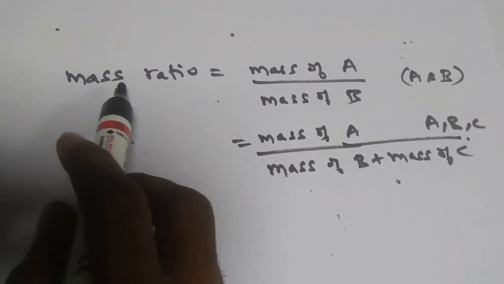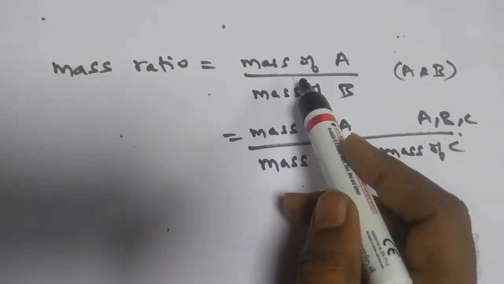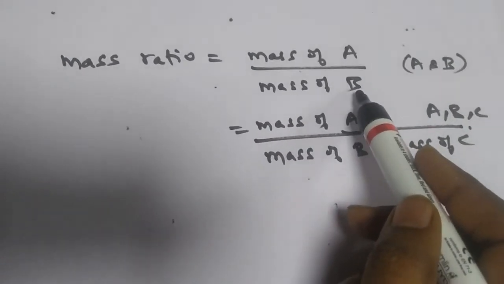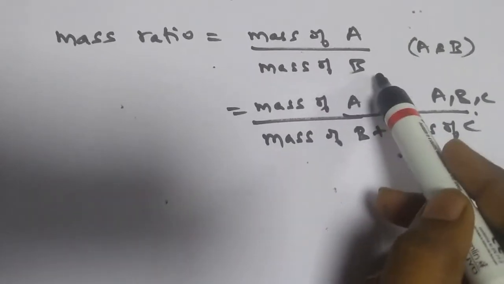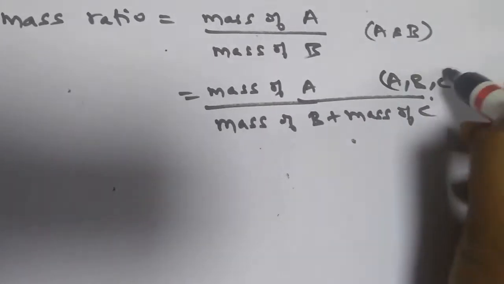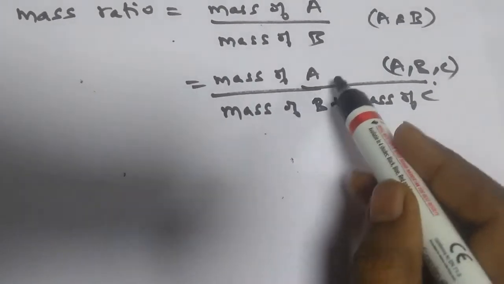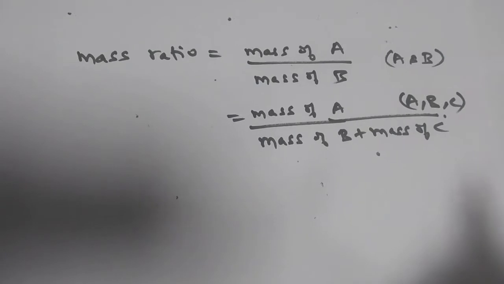We have earlier defined mole ratio. Similar to that, mass ratio is defined as the ratio of mass of A to mass of rest of the constituents. So if there is a binary system, it is mass of A by mass of B. If it is a ternary system with the three components A, B and C, mass ratio is mass of A by mass of B plus mass of C. So this is mass ratio.